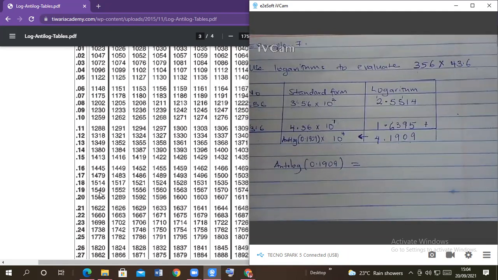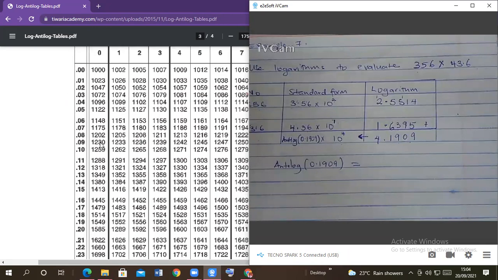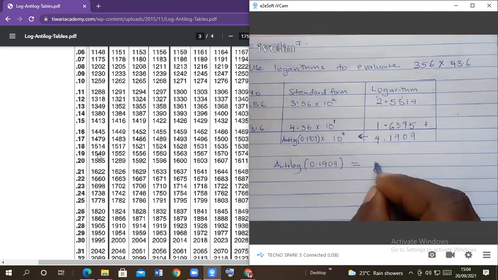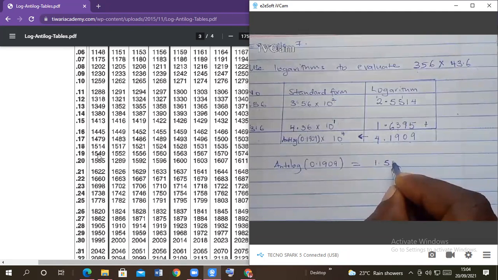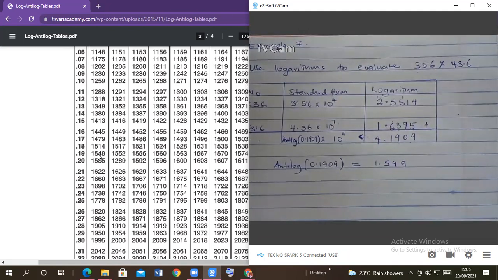So 0 is this one. Is this the column of 0? Yes, this is the column of 0. Now, where's 19? Yes. So I have 1.549. That is the first one for 0, isn't it?